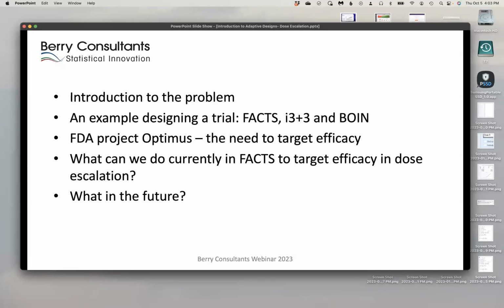And then towards the end, we'll consider what the implications of FDA's Project Optimus are for designing dose escalation trials, where they're stressing the need to better identify the dose for phase 3. We'll have a quick look then at what we can already do in FACTS to target efficacy in dose escalation. And then at the very end, we'll have a quick look at what we hope to be doing in dose escalation in FACTS in the next year or so.